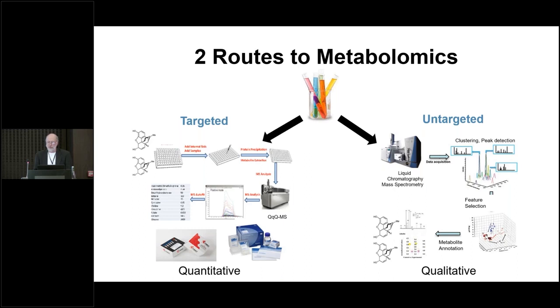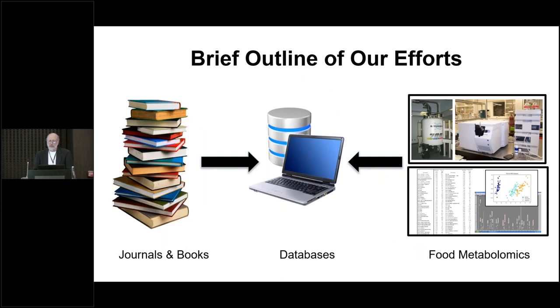irreproducible and wrong. So I'm going to talk a little bit about our efforts in terms of doing both food metabolomics on the experimental chemical side, and then our efforts as well to bring in information from what's known, what's in journals, books, and other electronic databases, and to consolidate them into open access resources that we maintain. So I'll be first focusing on the experimental parts that we do.